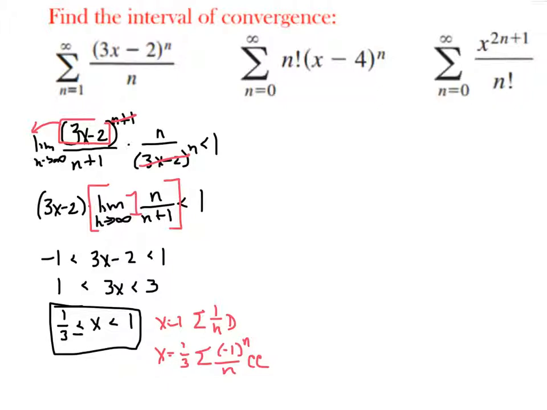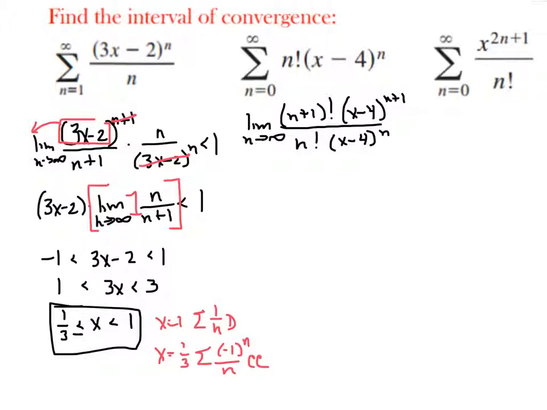Next. Set up my ratio test. Yank this out front. Simplify that. Must be less than 1.